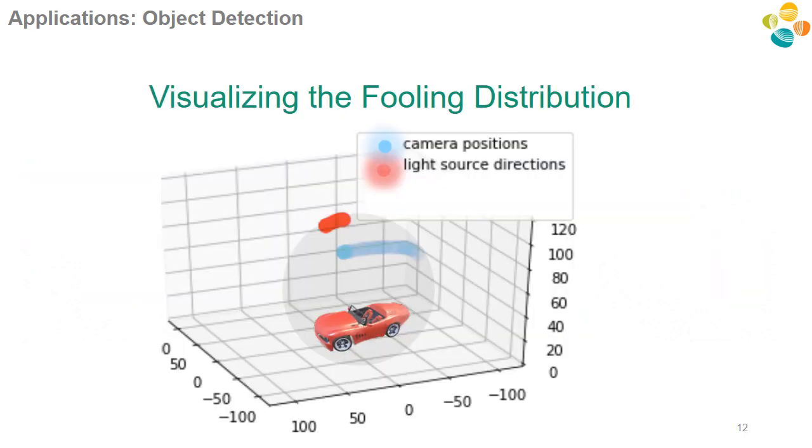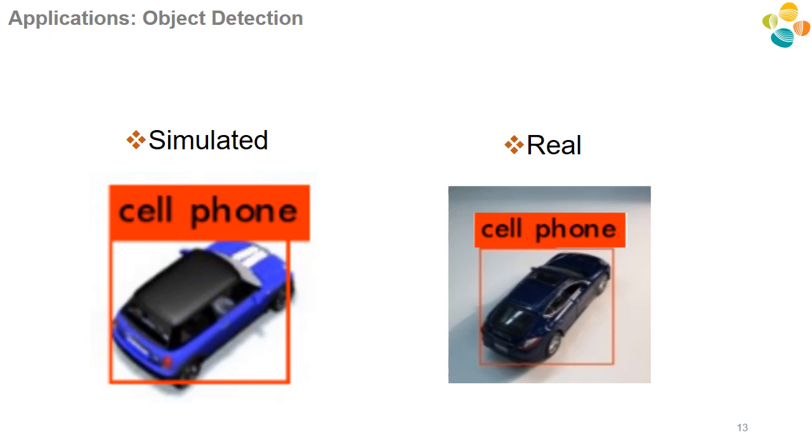Here we visualize the distribution of the camera view angles and the light directions that will constitute a threat to the YOLO detector if the object was a car. On the left, we show a simulated image from these threat angles, where the object was misclassified as a cell phone. On the right, we show how a real photo taken from the same angle as the simulated one actually results in a similar misclassification.